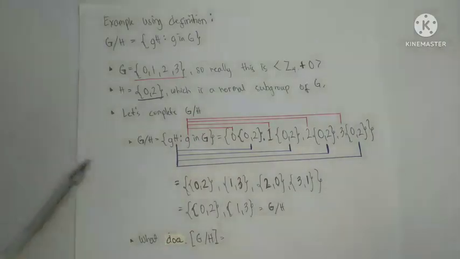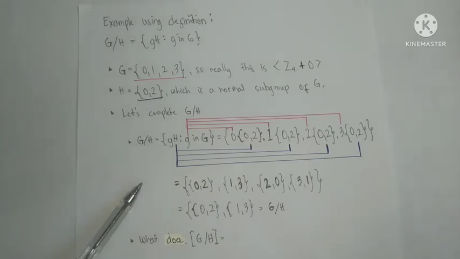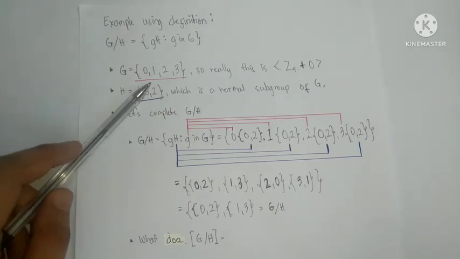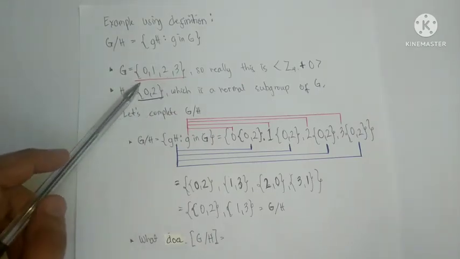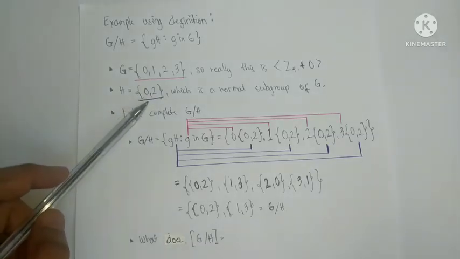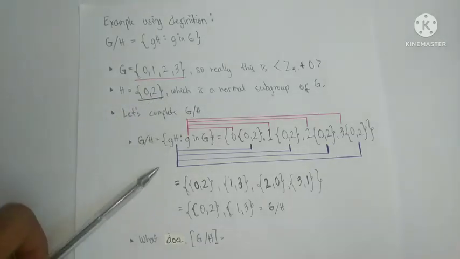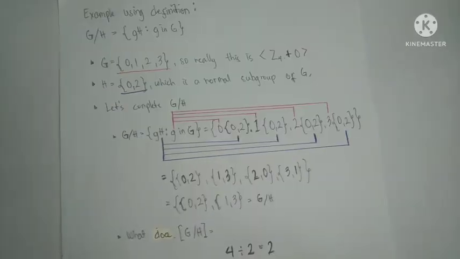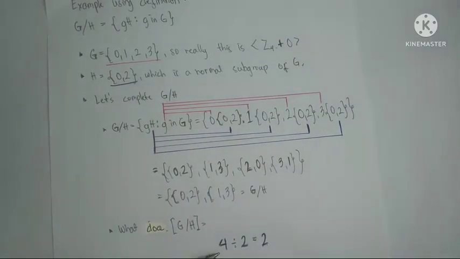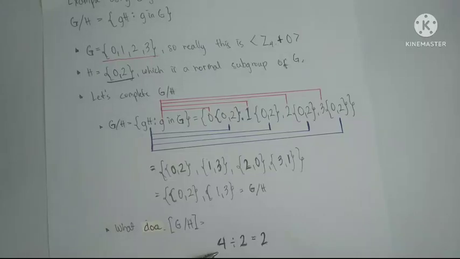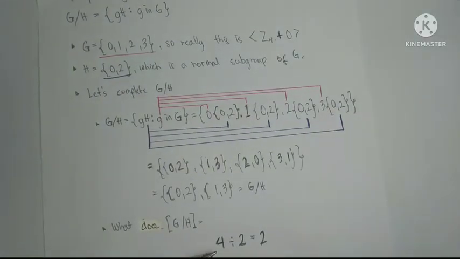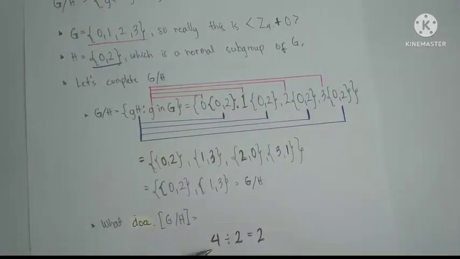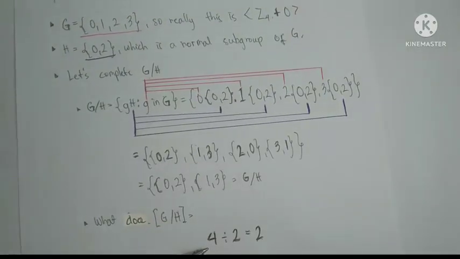Now, let's think about why there are two elements. We have two elements because we have 4 elements in G, which are 0, 1, 2, and 3, and H has 2 elements, which are 0 and 2. 4 divided by 2 is 2. That's why we have two elements. You can see the name quotient group comes from just dividing it out. This will hold true for all the other examples, so that's where the name quotient group comes from.